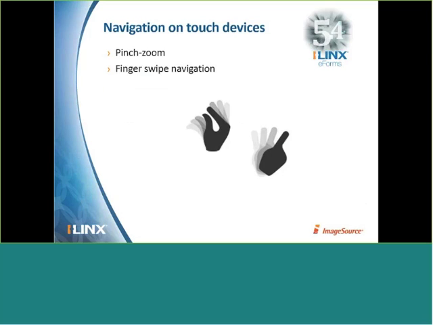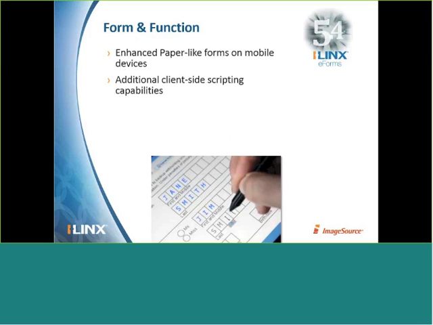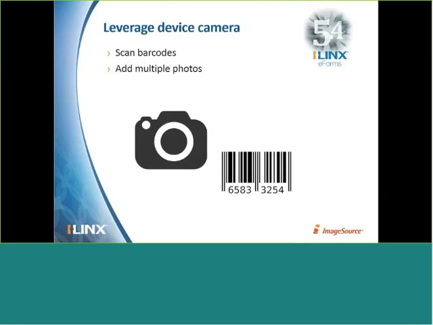Specifically for the 5.4 release in ILINX eForms, we've added some great new enhancements, including native pinch zoom type of operations and swiping for moving from page to page on touch devices. There are improvements in form appearance for iOS and Android tablets that more accurately model your paper forms' look and feel. And we've added some additional client-side validation and business logic scripting options as well. And lastly, we've enhanced the integration with your device's built-in camera so that you can do things like capture multiple images in a single form and even extract information out of a barcode image automatically.